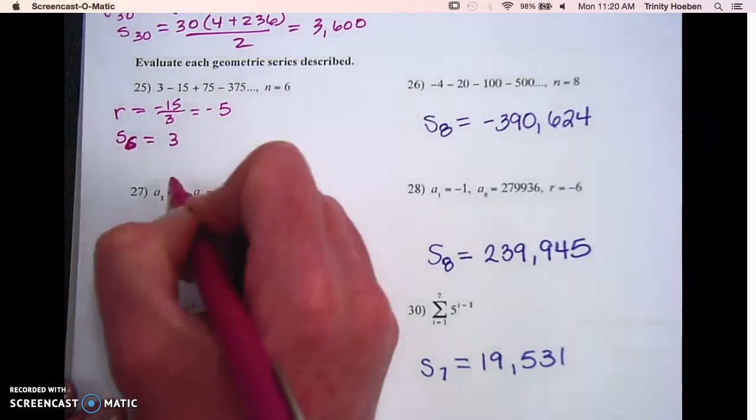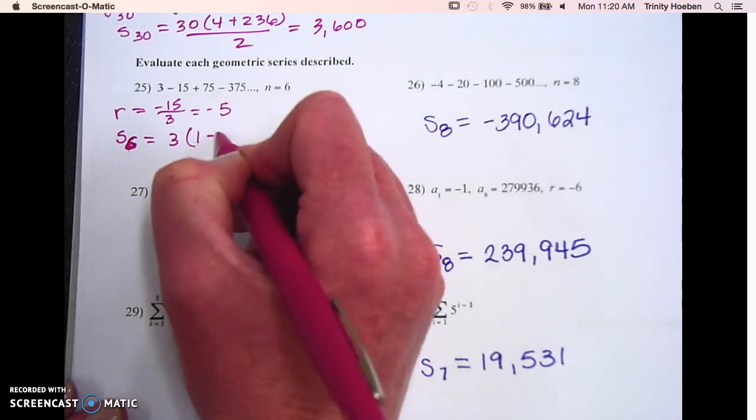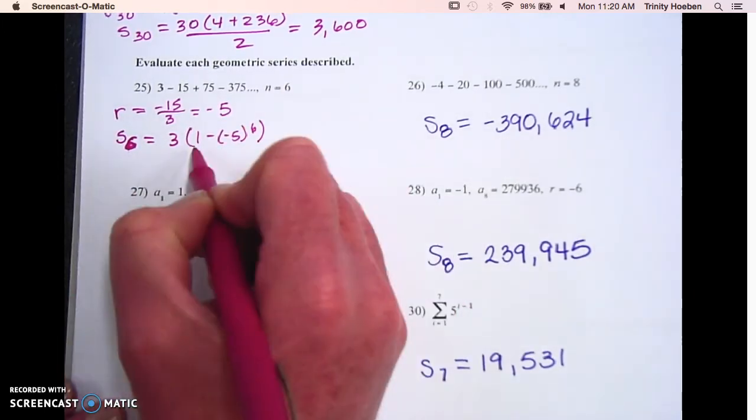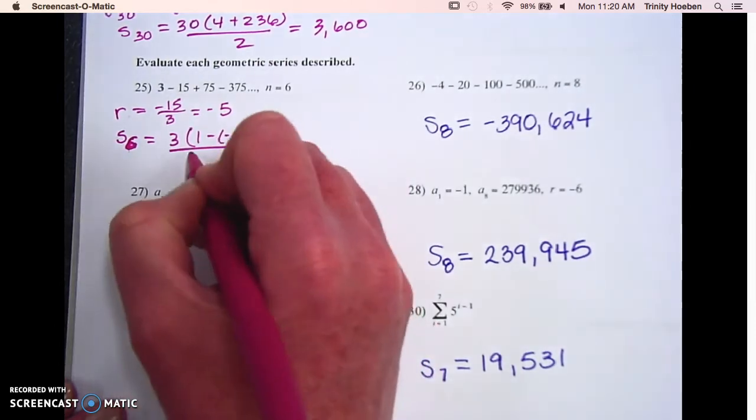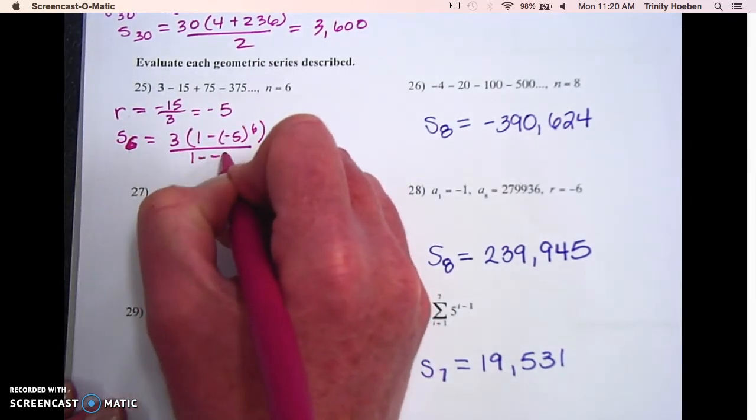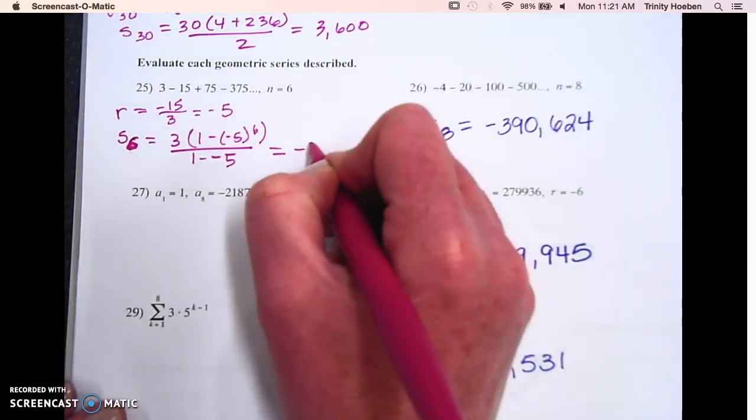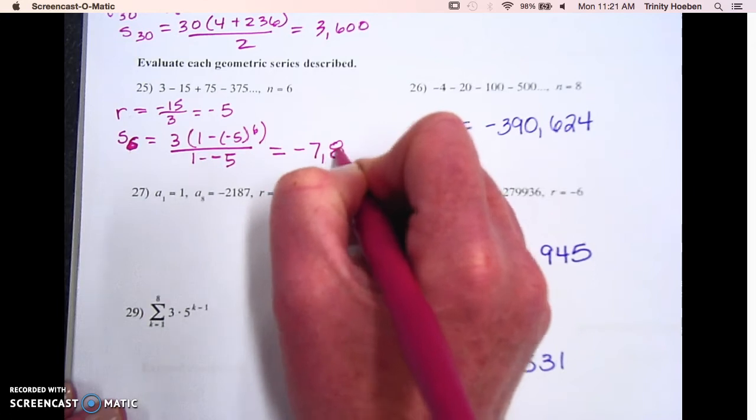And so we take 3, multiply it by 1 minus negative 5 to the 6th power. Make sure you plug that into your calculator correctly, and then divide by 1 minus negative 5. Punch it in the calculator. I got negative 7,812.